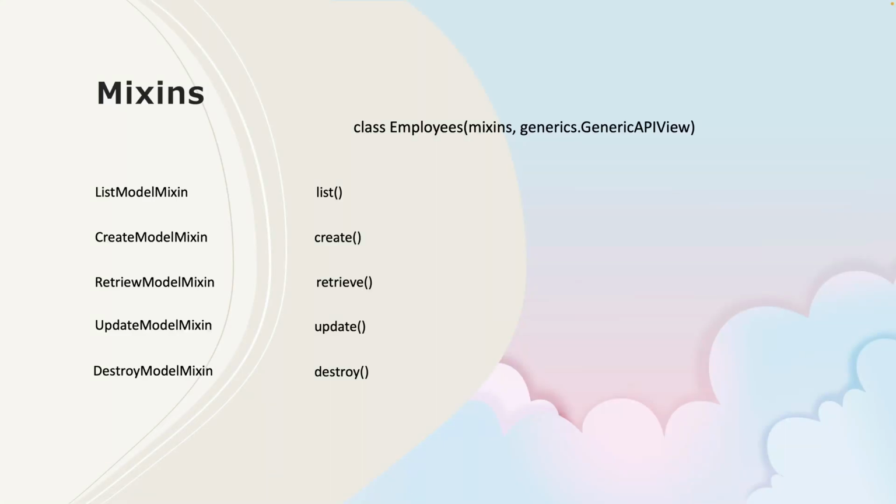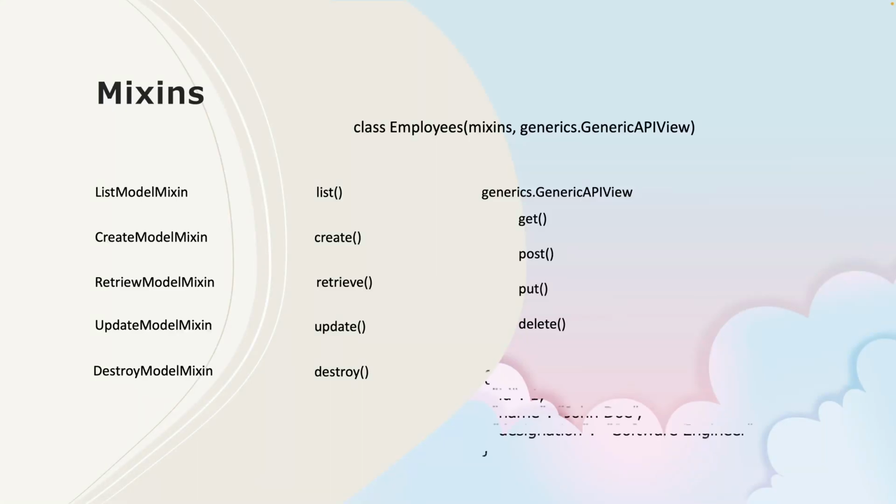generics.GenericAPIView. Now that we know the mixins, why are we talking about generics.GenericAPIView? Well, GenericAPIView acts as a foundational class for building most API views. It provides essential functionalities for handling incoming HTTP requests such as GET, POST, PUT, and DELETE. And it also formats the outgoing responses in a structured way like this.